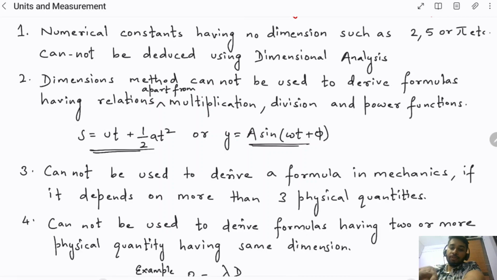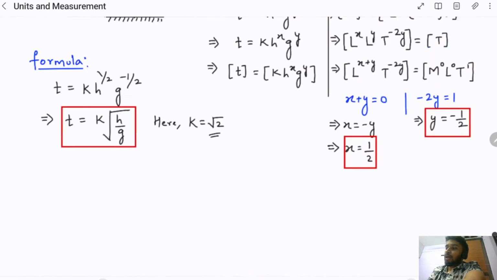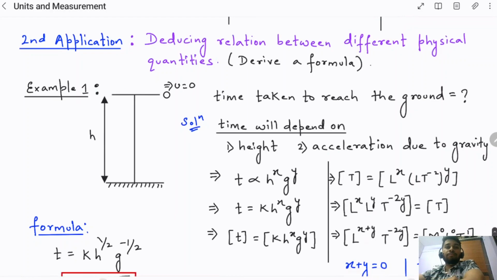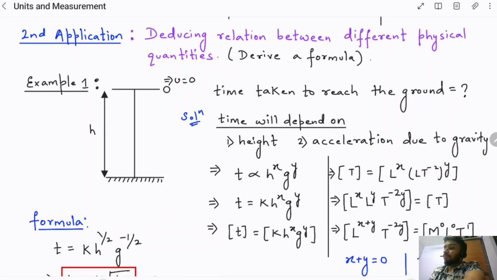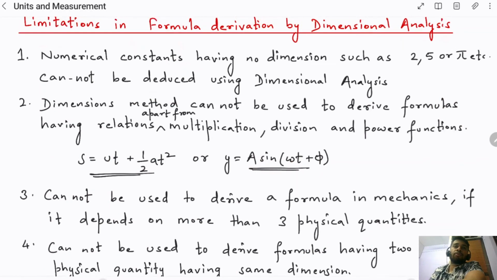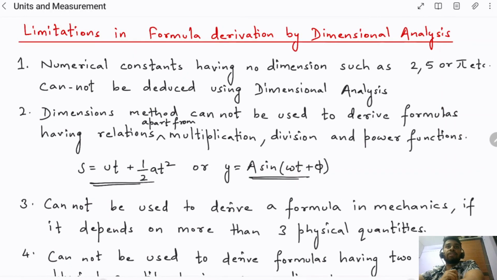Hello students, I'm back with another video, and in the last lecture we have seen applications of dimensional analysis. In the second application we learned how to derive a relation between several different physical quantities. We saw one example on that, and then we saw the limitations of deriving a formula or a relation with the help of dimensional analysis.